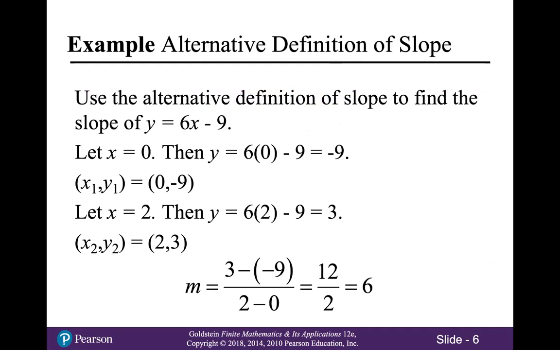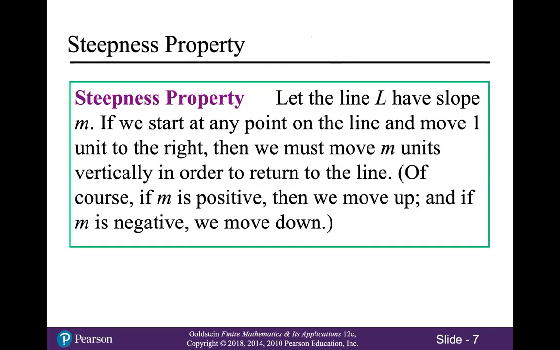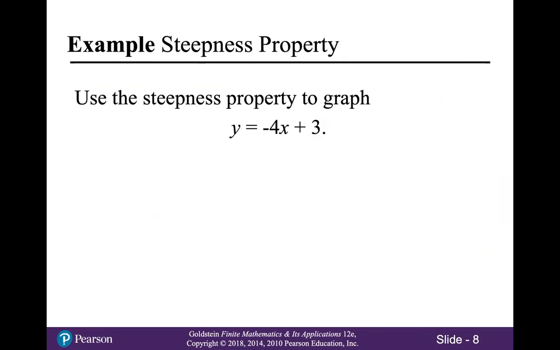All right, next, we have the steepness property, also known as rise over run. If the line L has slope m, and we start at any point on the line and move 1 unit to the right, then we must move m units vertically in order to return to the line. Remember that if m is positive, we move up, and if m is negative, we move down. All right, so let's use that property to graph this line. I'm going to go over to the tablet.